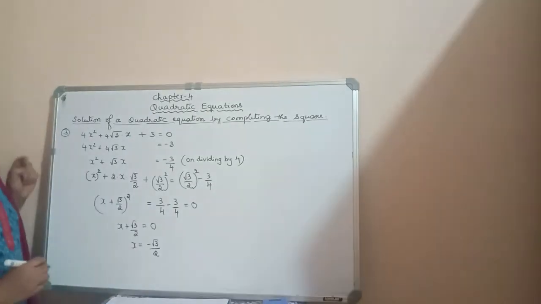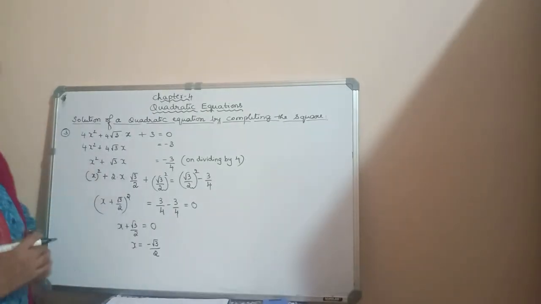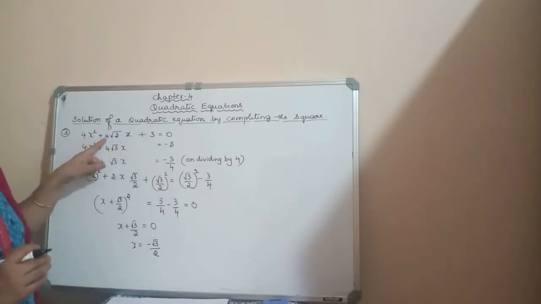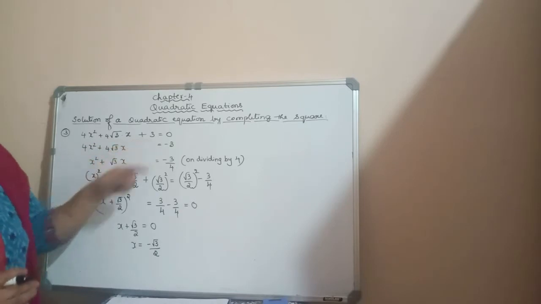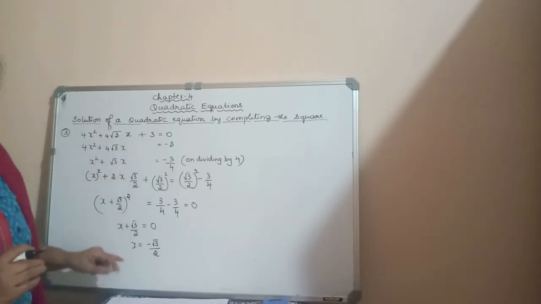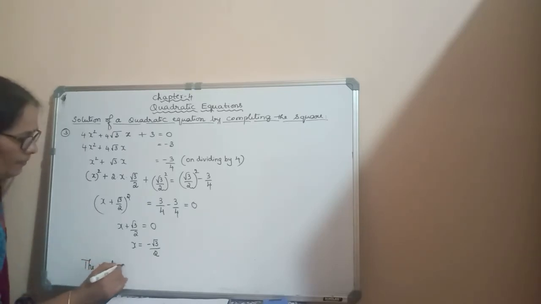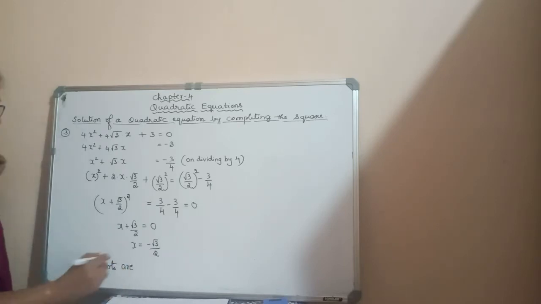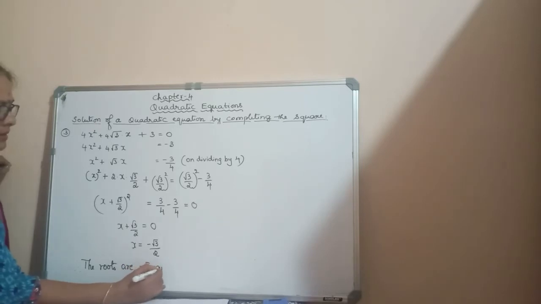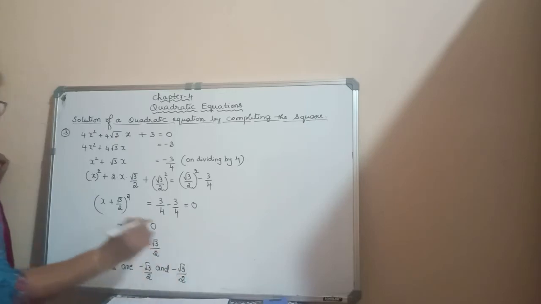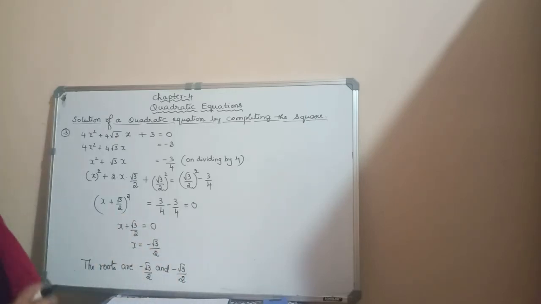It means it has two equal roots. The quadratic equation 4x square plus 4 root 3 x plus 3 equals 0 has two equal roots. Therefore, the roots, or solutions, are minus root 3 by 2 and minus root 3 by 2. These are the two solutions of the equation.